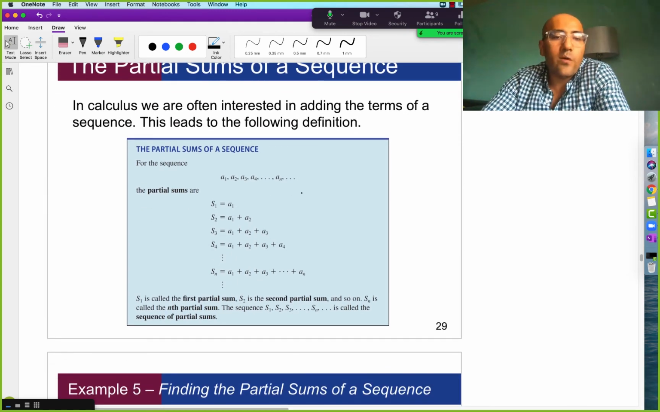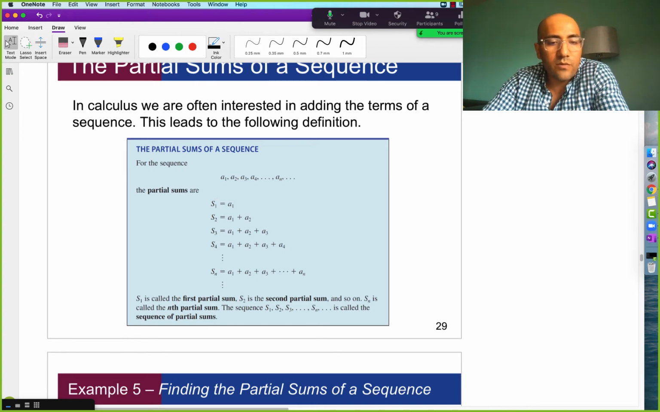We want to create a new sequence, which here we're using the capital letter S to represent, where the first number in my new sequence is just equal to the first value of the given sequence. And then the second value is the sum of the first two values of my original sequence. The third one is the sum of the first three, and the sum of the first four, and so on and so forth. So this itself is a new sequence, but it's a sequence of partial sums.